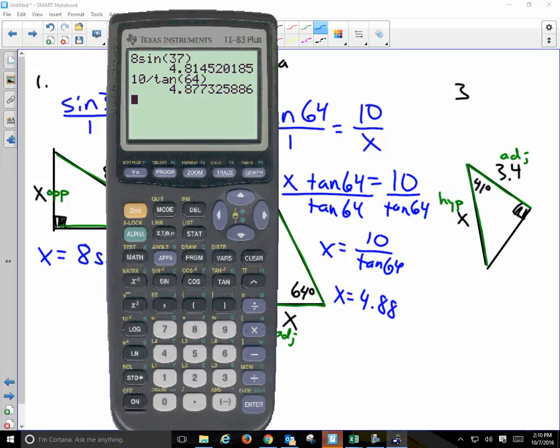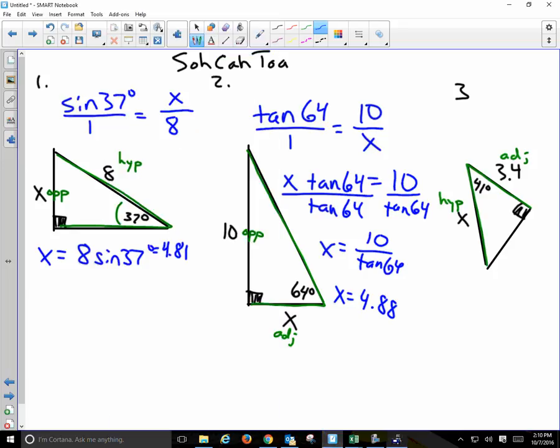Does it make sense that x is smaller than 10? Yeah, it does, because this is a smaller side because it's got a smaller angle up here. The angle up here is only 26 degrees. You see if you can do 3 on your own. Try 3 on your own. Go.